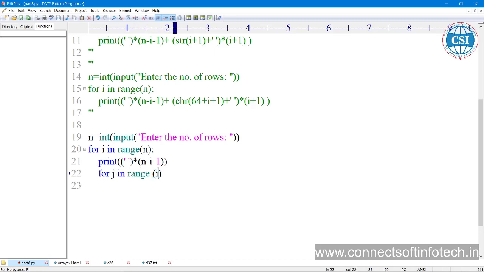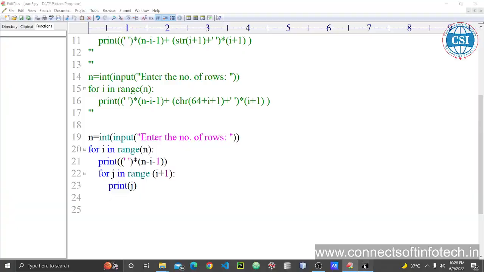I plus 1, then print that. What you need to print here? That is J we need to print here. Let us check first. This is space and this one. So what is our aim to get? 1 1 2, like this way.